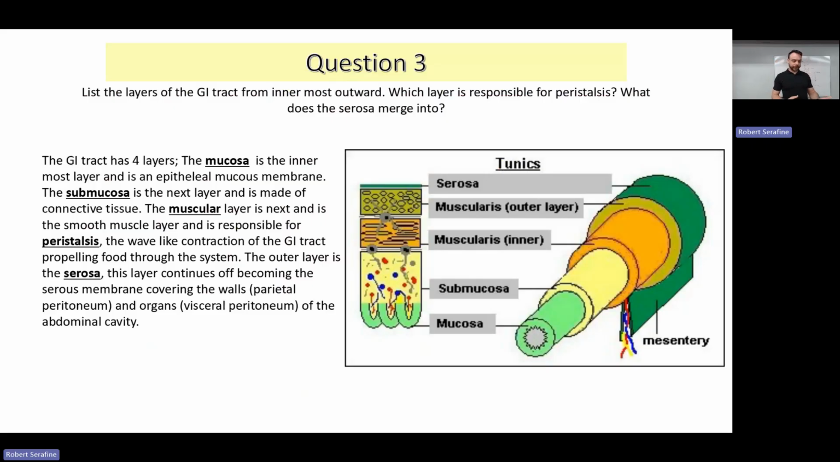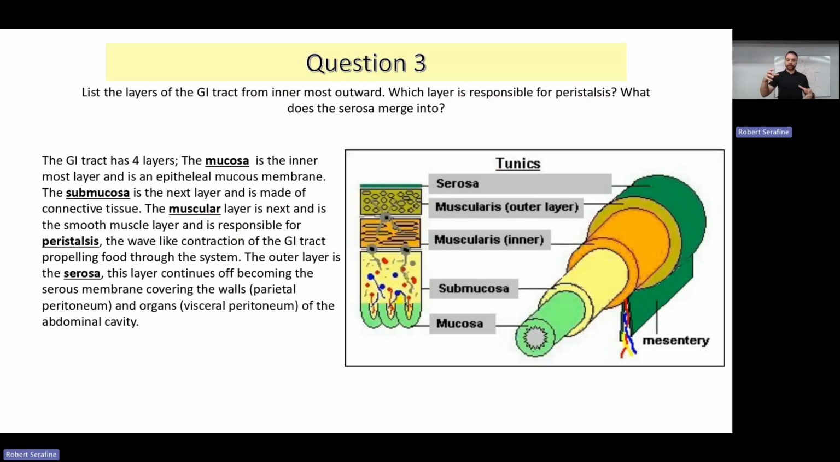Then we have the muscular layer, which is, as we would understand, smooth muscle that, in specificity to the digestive system, helps to propel food through the GI tract. Now, this propulsion of food is a term we use called peristalsis. Peristalsis is what we call the wave-like contraction of the digestive system to help the food pass through.